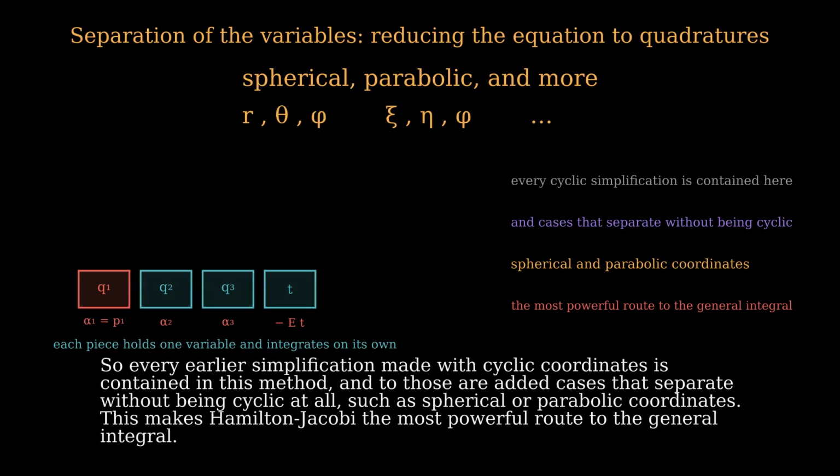So every earlier simplification made with cyclic coordinates is contained in this method, and to those are added cases that separate without being cyclic at all, such as spherical or parabolic coordinates. This makes Hamilton-Jacobi the most powerful route to the general integral.